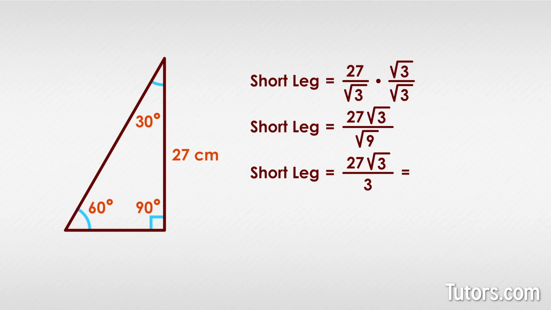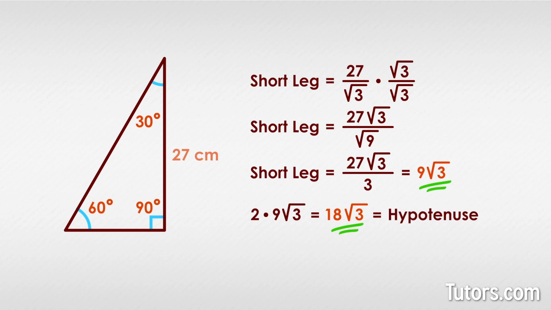This simplifies to the answer shown. Unless your directions are to provide a decimal answer, this can be your final answer for the length of the short side. Doubling this gives 18 times the square root of 3 for the hypotenuse.